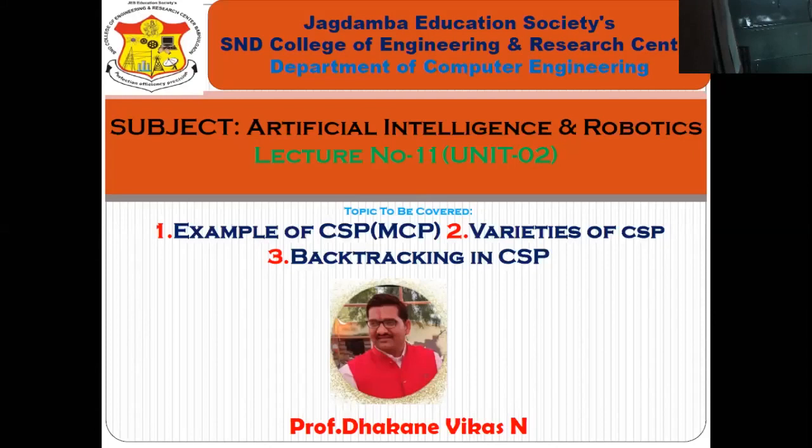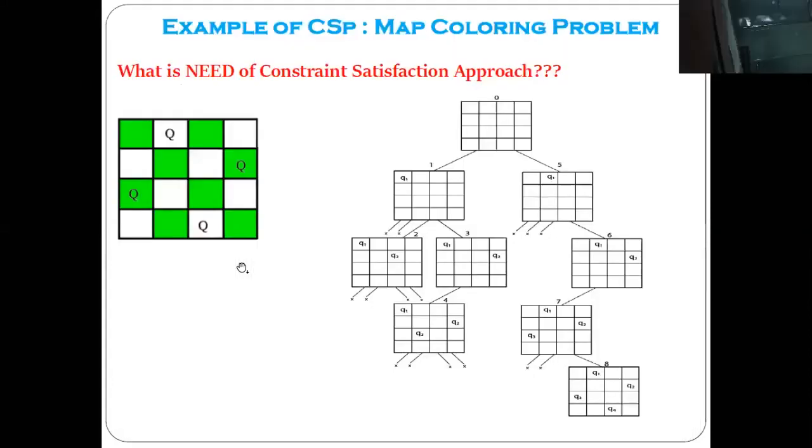Okay, so today also we'll discuss some of the things related with constraint satisfaction and some of the types of constraint satisfaction problems or approaches, and what the backtracking approach is, what its disadvantages are, and how we can recover from the disadvantages of backtracking. So these are the contents that today we'll discuss. First we'll discuss what exactly is the need of the constraint satisfaction approach. Last time we solved the n-queens problem, that is the 4-queens problem, using the constraint satisfaction approach.